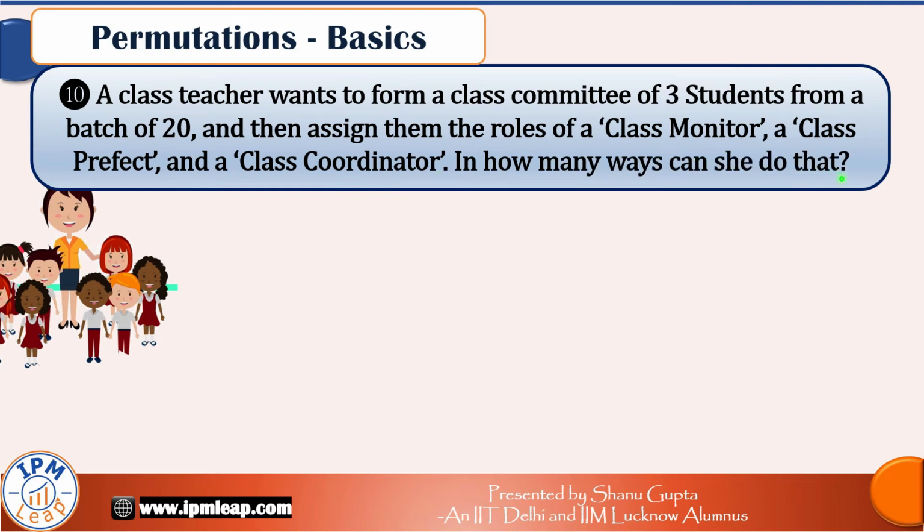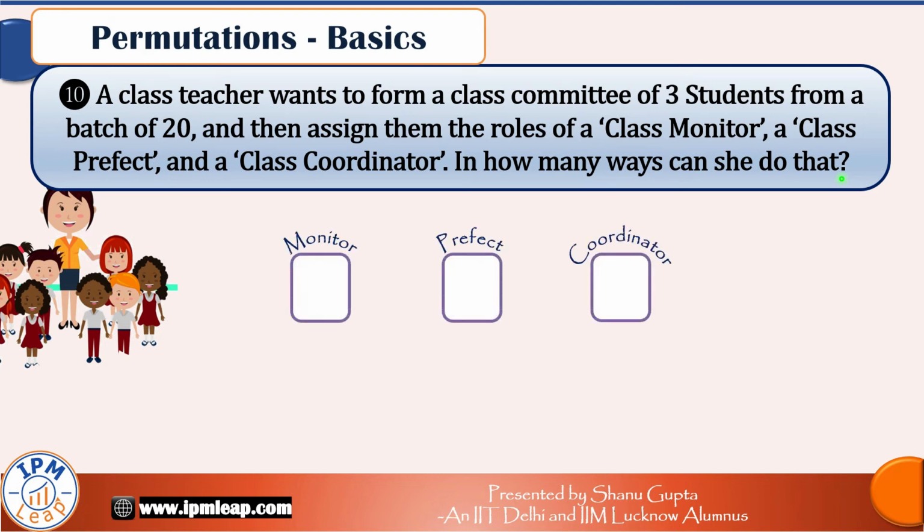Okay, so let me give you the simplest approach to solve this problem, for which you don't need the concept of combinations or permutations. If I were the class teacher, I would select a student for the position of class monitor first. This I can do in 20 ways because there are 20 students, and I'll select one of them. Recall that 20C1 is 20.